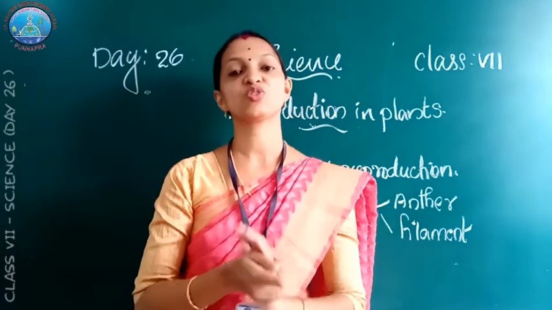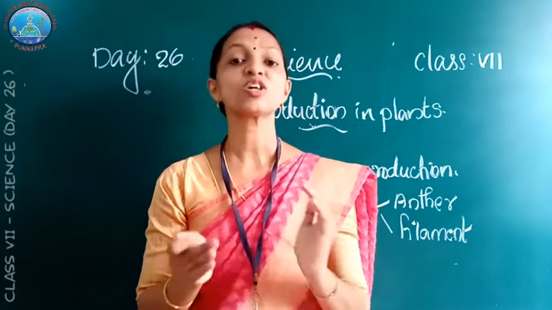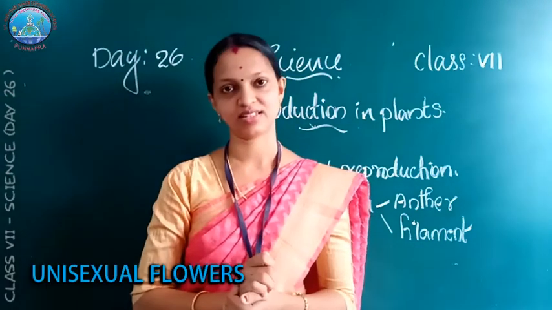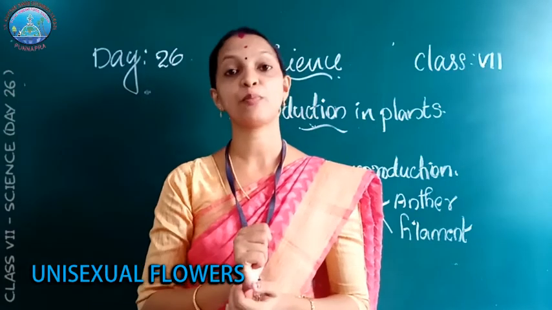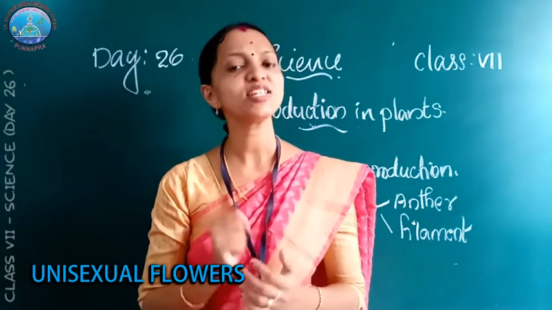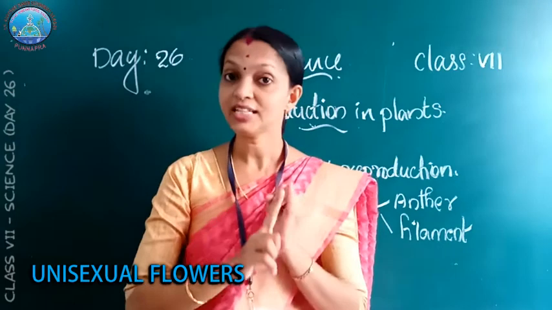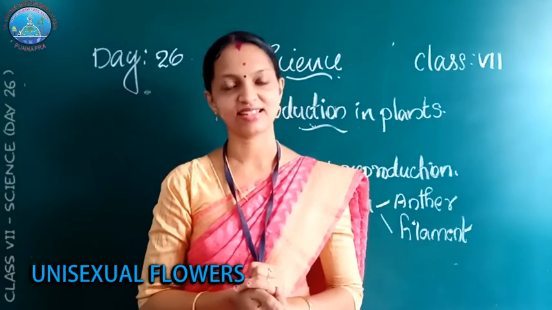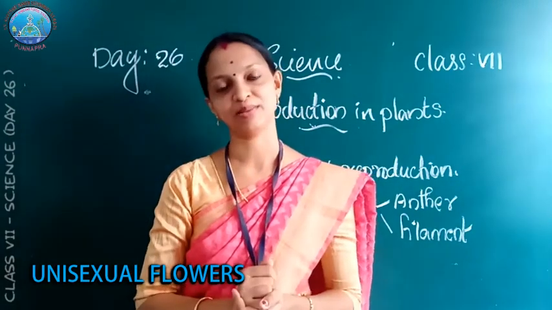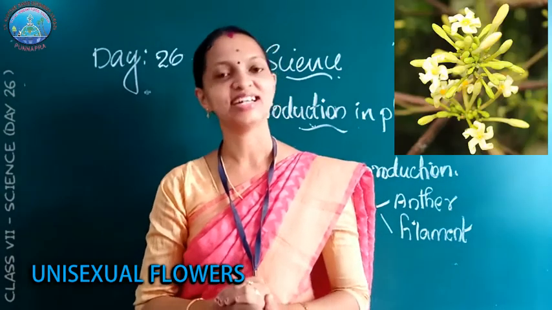The flowers which contain either only the pistil or only the stamen are called unisexual flowers. That is, only one sexual reproductive part is present in the flower. What is a unisexual flower? The flowers which contain only the pistil or only the stamens are called unisexual flowers. Papaya, cucumber, etc. are examples of unisexual flowers.